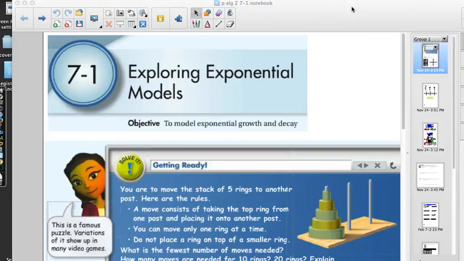Objective that you covered when you were in exponential algebra. We want to model exponential growth and decay. It's just a matter of reminding you about this before you take the MCAs.